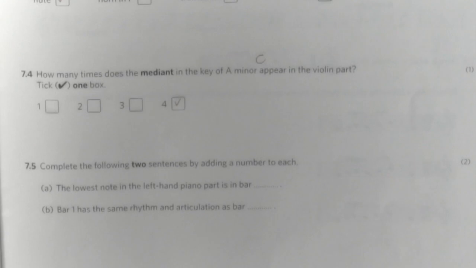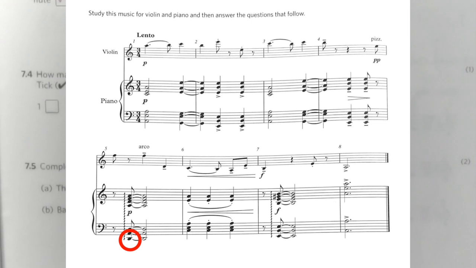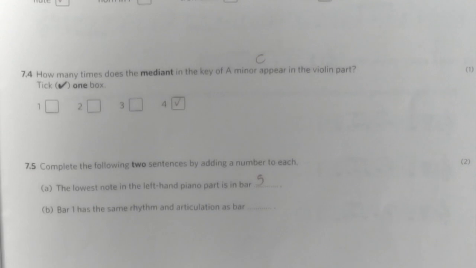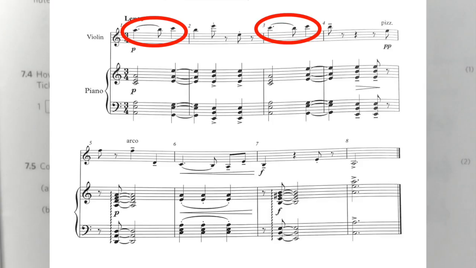Complete the following 2 sentences by adding a number to each. The lowest note in the left-hand piano part is in bar 5 because we have that low D. And this is it. Bar 1 has the same rhythm and articulation as bar 3. It's really evident with the 2 slurs as well. You can't be wrong.